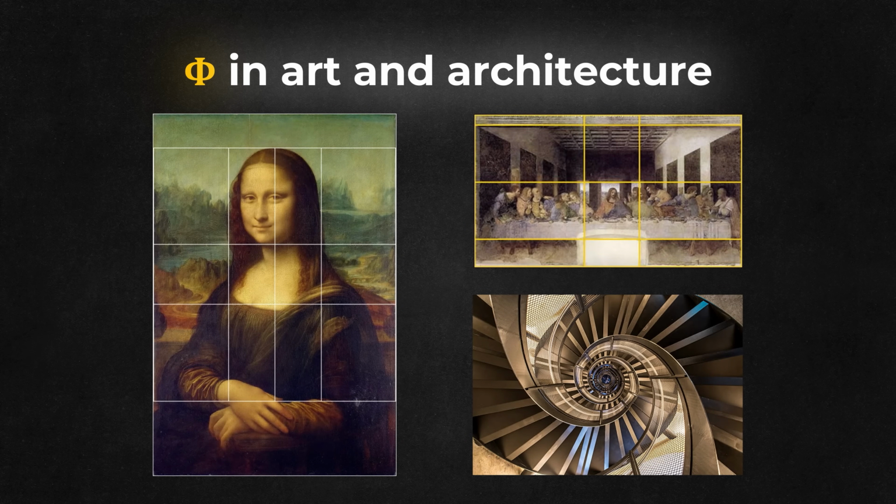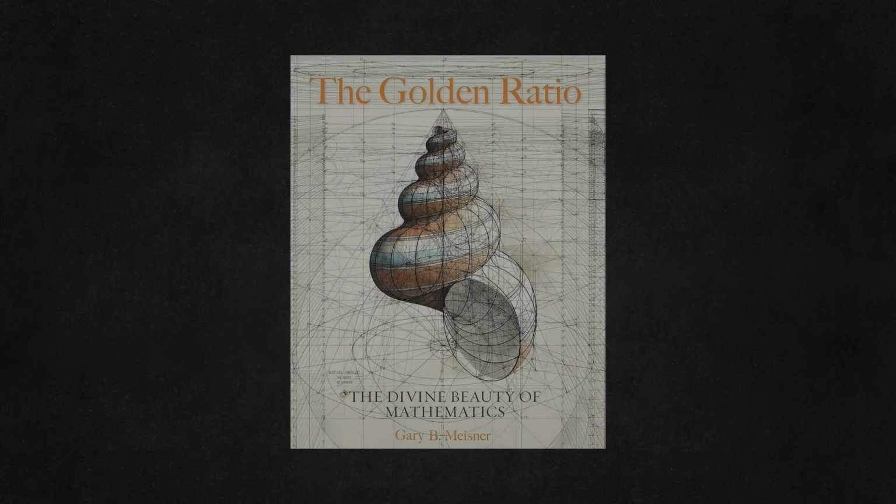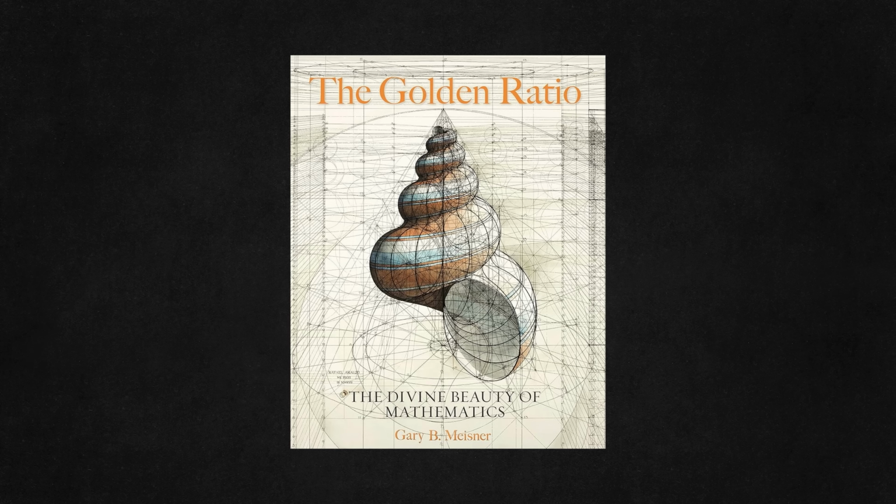It's this very unique property that has inspired many works of art and architecture that follow a certain pattern of symmetry and proportion related to Fibonacci numbers and ratios. If you want to go deeper into this particular subject, there's a very interesting book about it called Golden Ratio, The Divine Beauty of Mathematics by Gary Meisner.